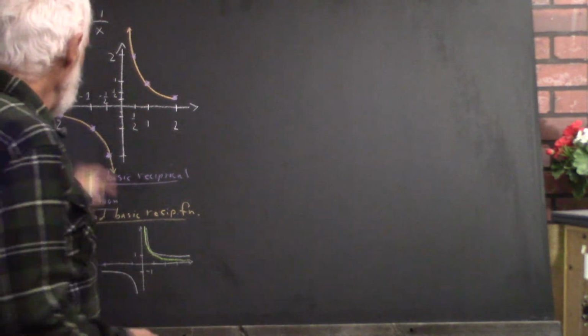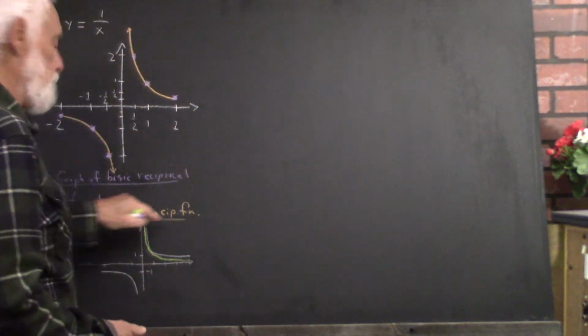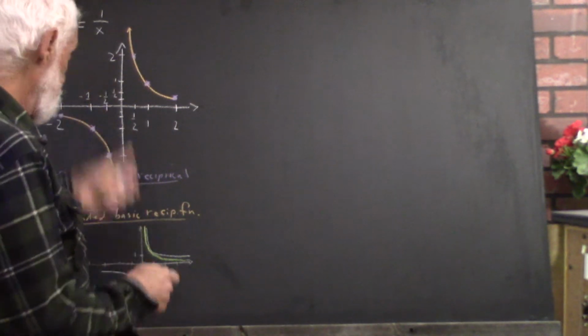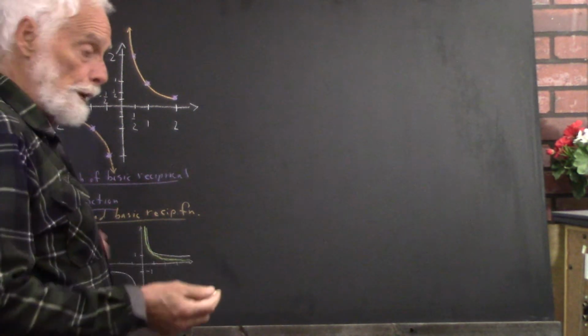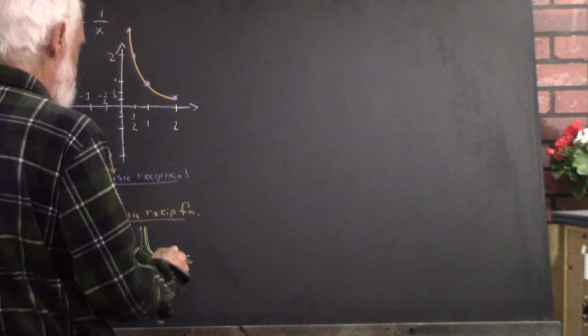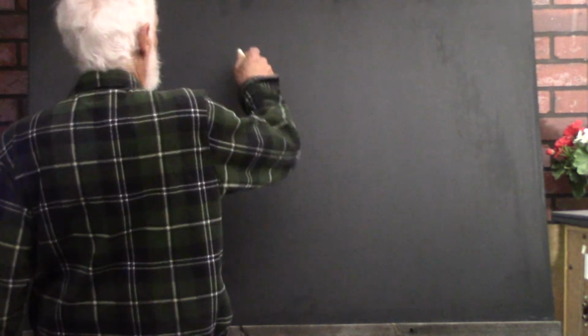Okay, picking up where we left off. The orange graph is the extended basic reciprocal function. Now, we want to look at a couple of other graphs. Now I'll just draw the graph quickly.